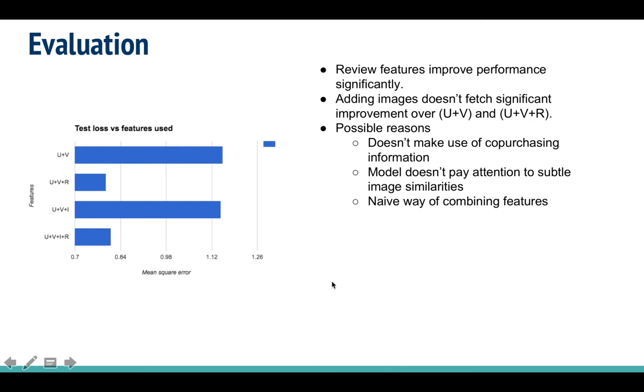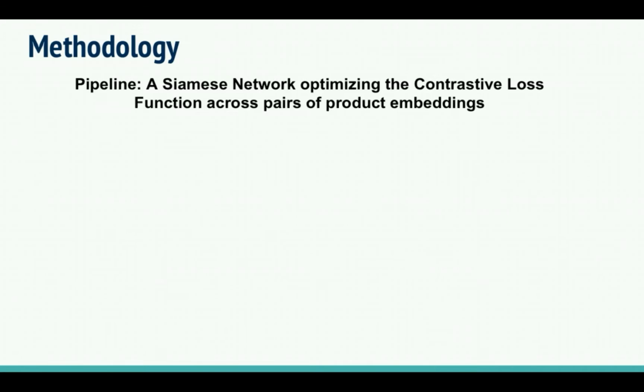The first reason is that we don't really make use of any other information about the product, and we also don't make use of the purchasing information that is present in the dataset. The model also doesn't pay attention to subtle image similarities. We have a very naive way of concatenating features and feeding them to the network, so we don't really make use of the correlation between review and the feature vectors. So those could be reasons for why this model didn't perform as we expected.